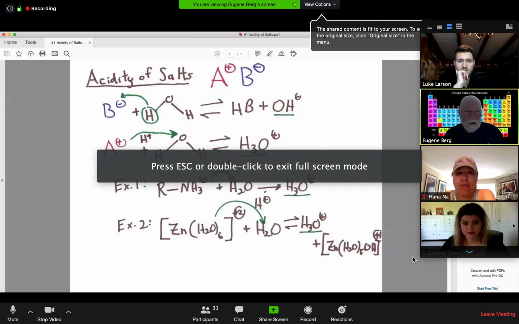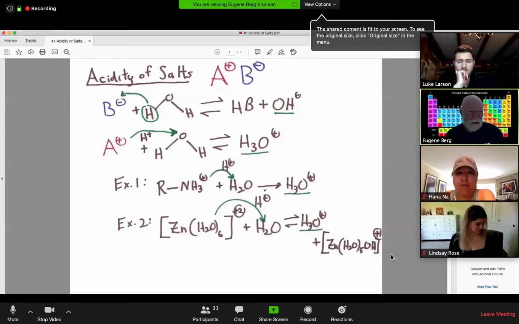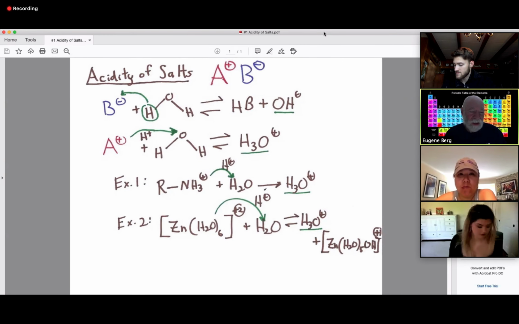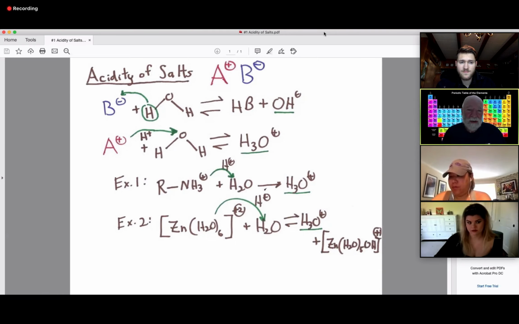Okay, if things are going well, you should see a sheet that's entitled Acidity of Salts. Now, that's kind of a weird topic in a way because you might recall earlier I taught you that salts were neutral, except I had a disclaimer. I said most salts are neutral. It turns out some salts can be acidic or basic.